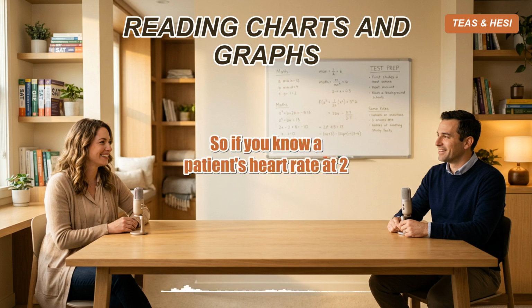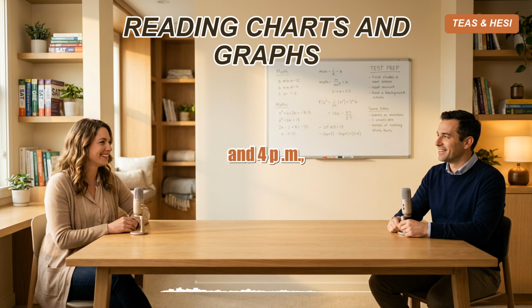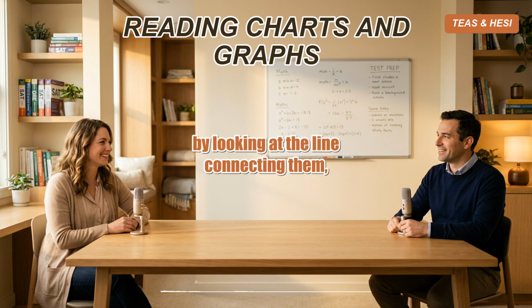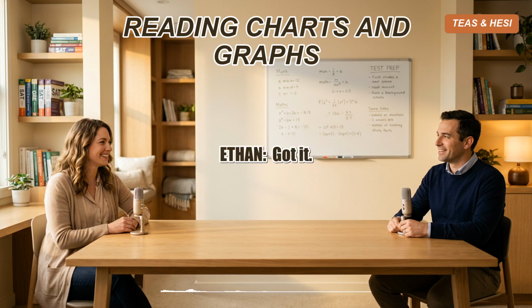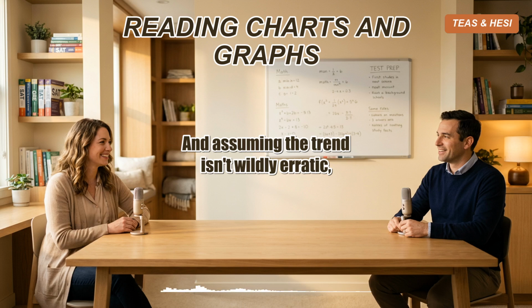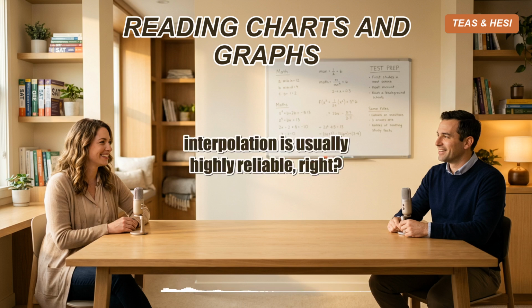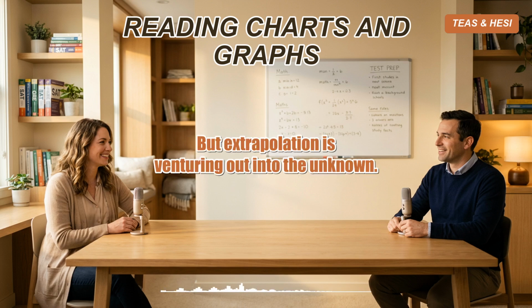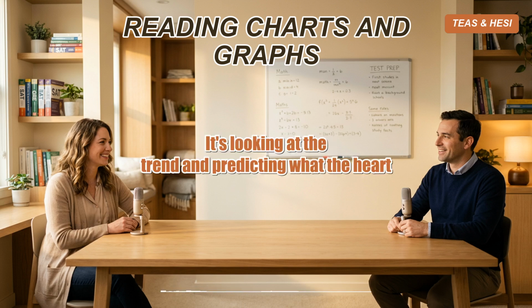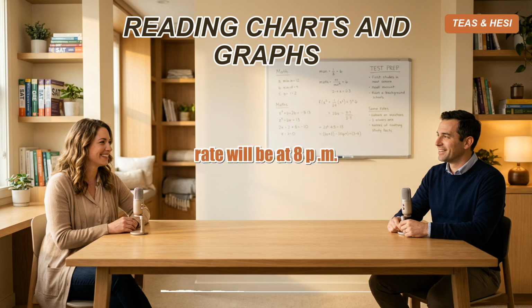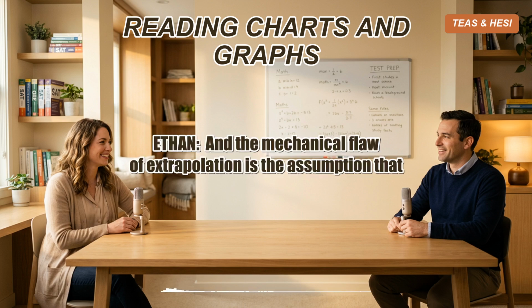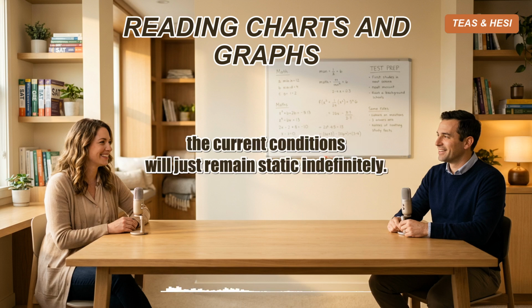Okay. So if you know a patient's heart rate at 2 p.m. and 4 p.m., estimating the rate at 3 p.m. by looking at the line connecting them, that is interpolation. Got it. And assuming the trend isn't wildly erratic, interpolation is usually highly reliable, right? It is grounded in surrounding facts. It is. But extrapolation is venturing out into the unknown. It's looking at the trend and predicting what the heart rate will be at 8 p.m., well past your last measurement. And the mechanical flaw of extrapolation is the assumption that the current conditions will just remain static indefinitely.